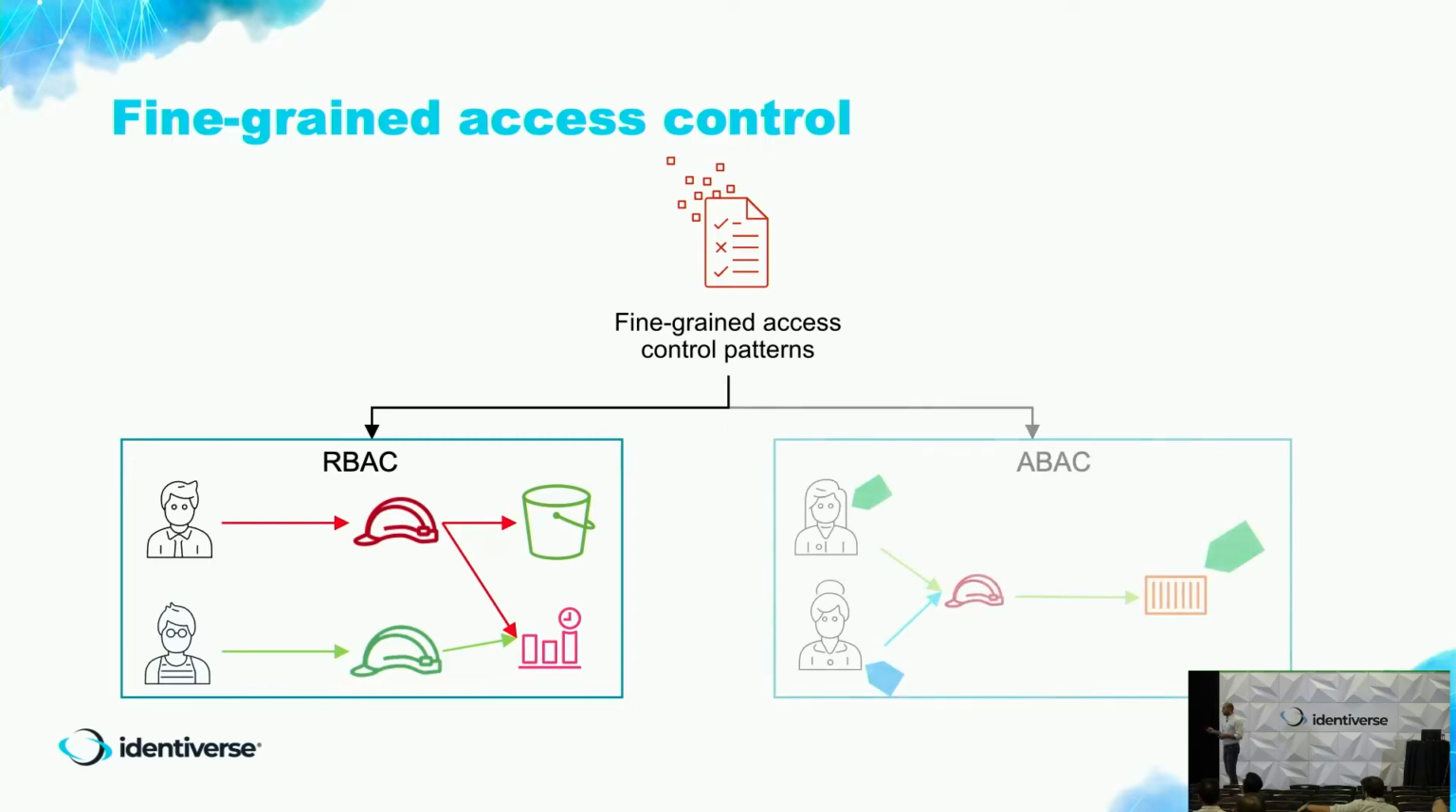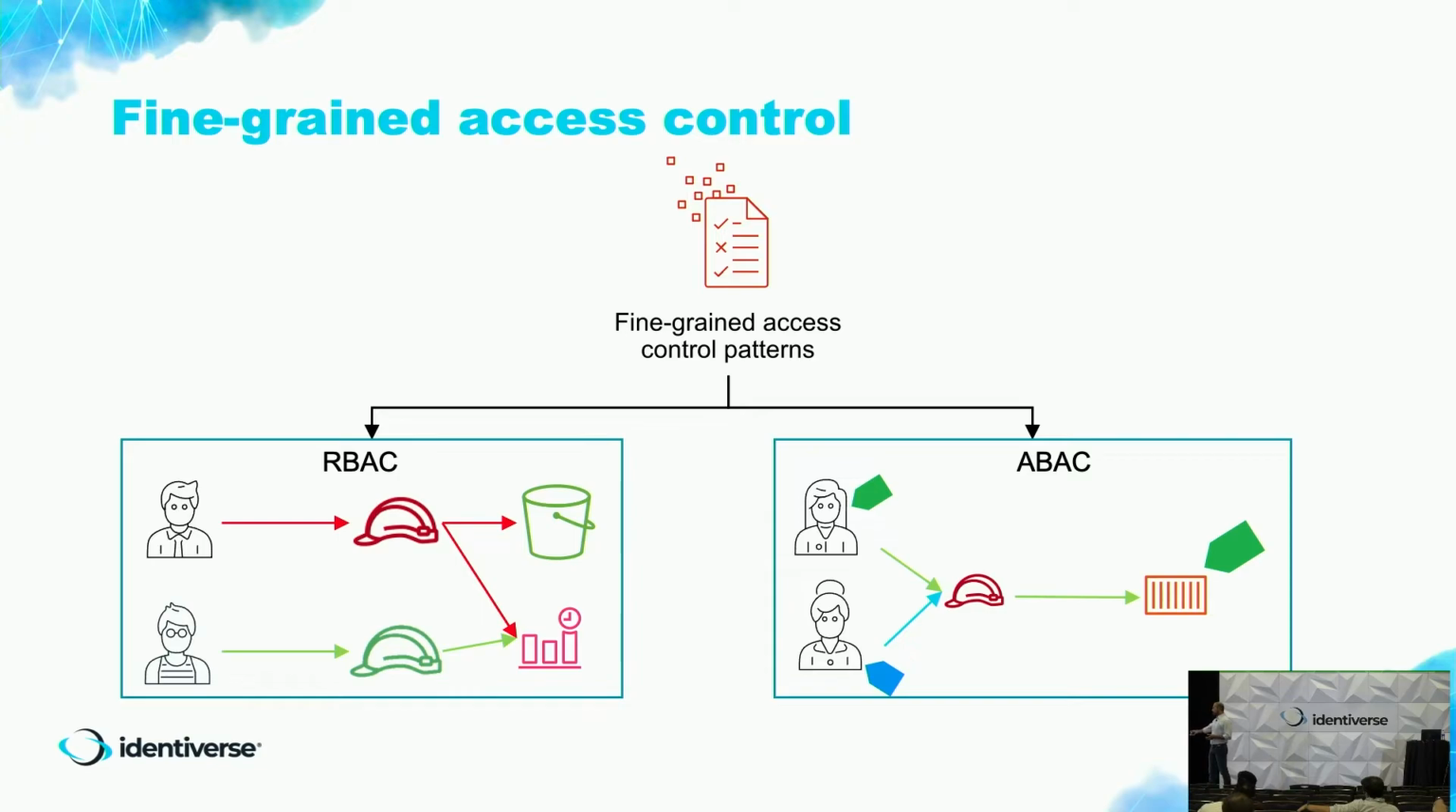And this brings us to the other approach or the other pattern, which is attribute-based access control. Attribute-based access control means that access is allowed or denied based on comparing characteristics on the principal side with characteristics on the resource side. And if the condition is met, then the action is allowed. If it doesn't, then it's denied.